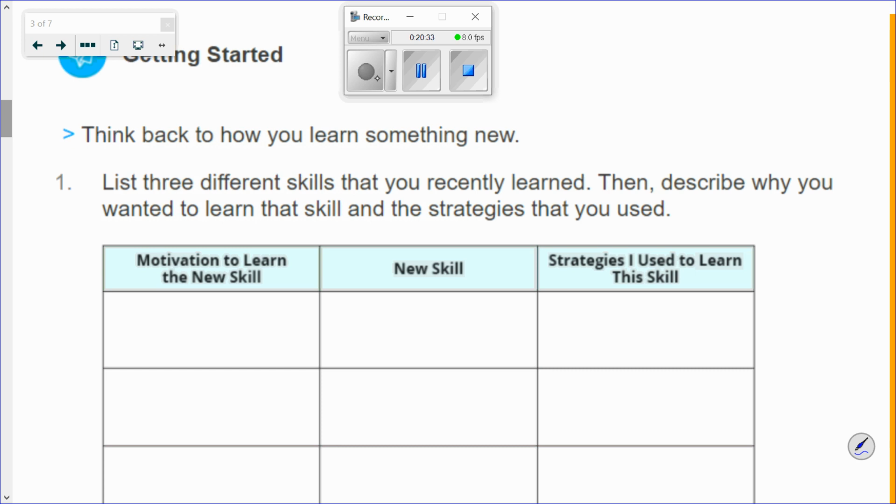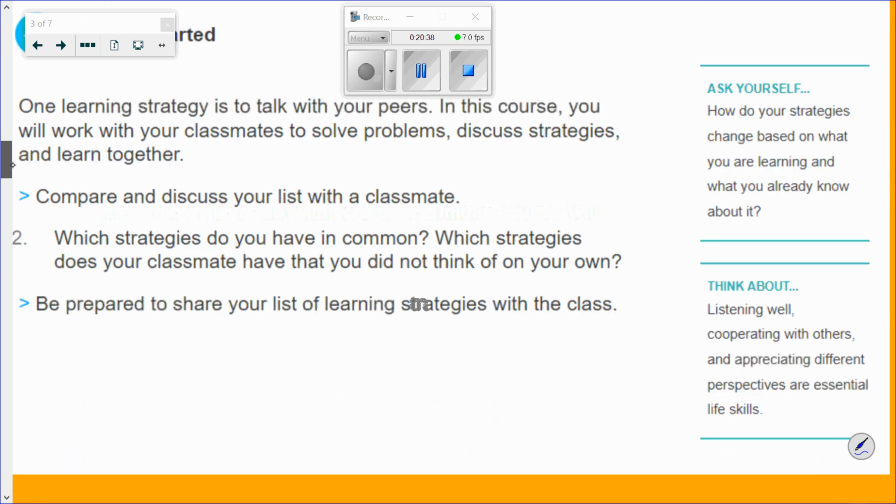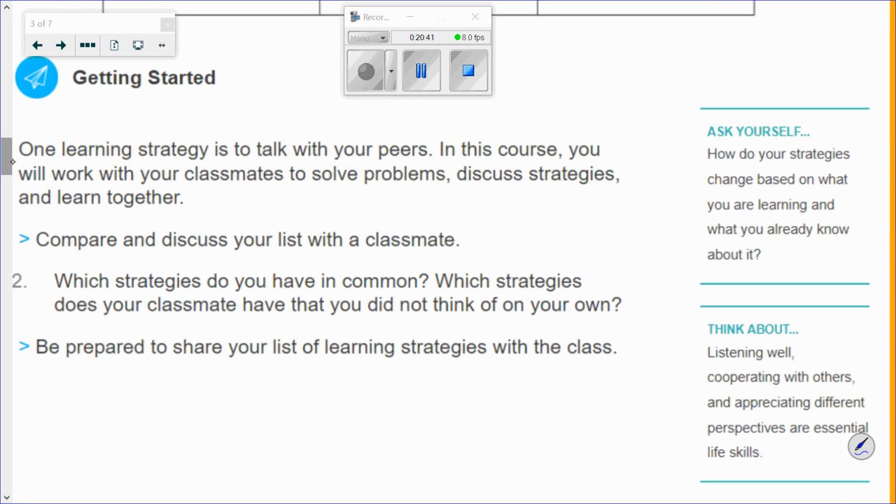Okay, guys, let's go ahead and look through this real quick. We're not actually going to go over this together. We're going to do something that we'll do commonly throughout this course, and that is talking with your peers. So one learning strategy is talking with your peers. In this course, you're going to work with your classmates to solve problems, discuss strategies, and learn together. So what we want you to do is actually compare and discuss your list with a classmate. This is part of the reason we're all set up with people that we sit with. If you ever find yourself someday where everybody at your table is sick but you, feel free to sit at a different table.